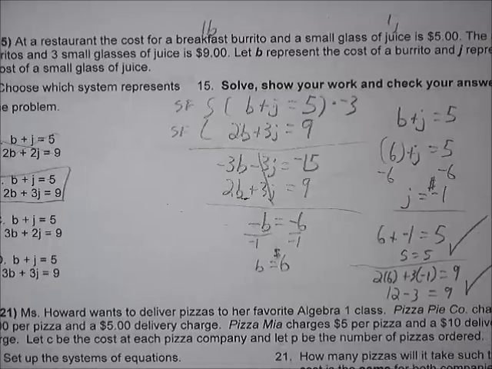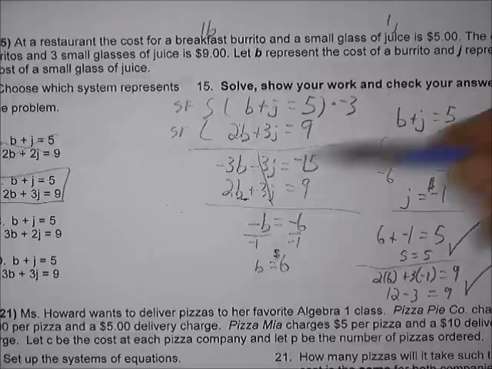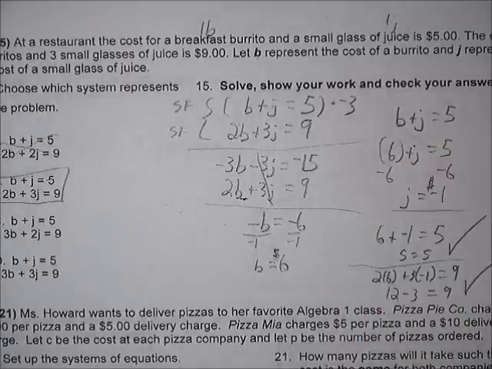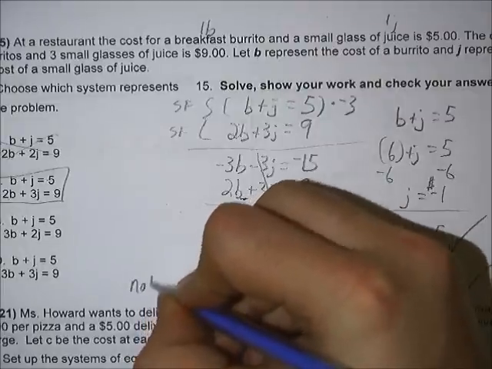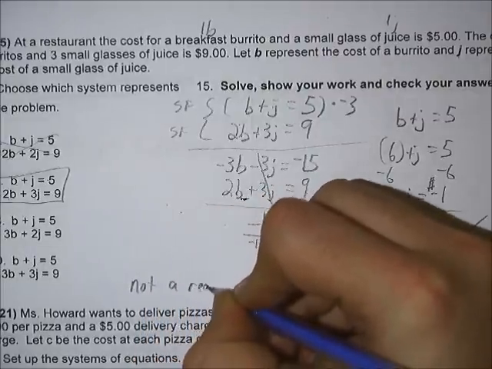So whenever I'm looking at this, I'm seeing that I did all my math right. A burrito costs $6 and a juice costs -$1. And that really doesn't make any sense. A restaurant would not serve you a glass of juice for -$1, which tells me that this scenario is most likely not possible. What I'm going to write is not a reasonable answer.